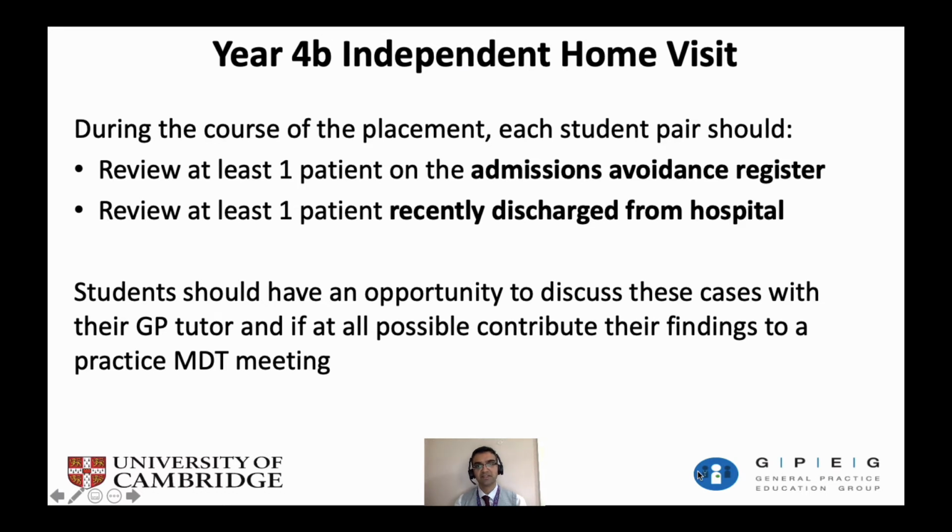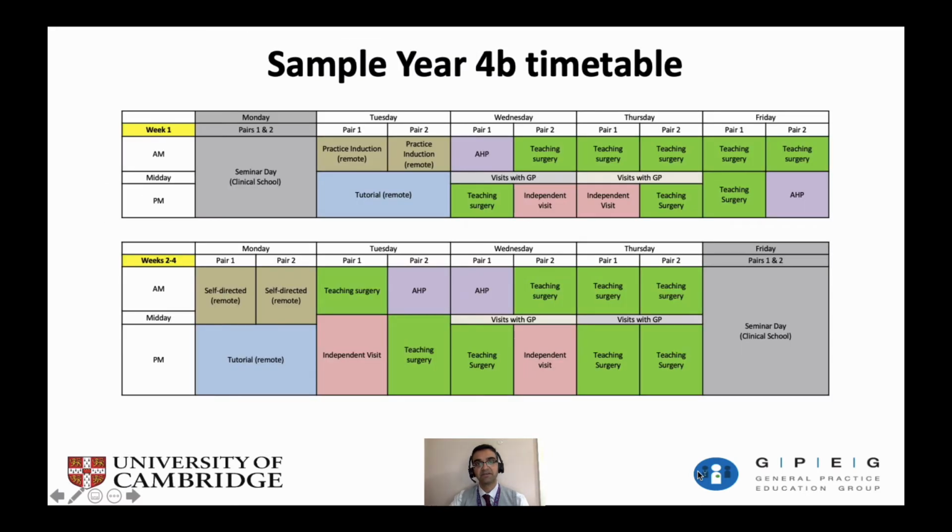During the course of the placement, each student pair should review at least 1 patient on the admissions avoidance register and review at least 1 patient recently discharged from hospital. Again, Year 4 is basic clinical method, but with a focus on the acute side of general practice. Students should have an opportunity to discuss these cases with their GP tutor and, if at all possible, contribute their findings to the practice MDT meeting.